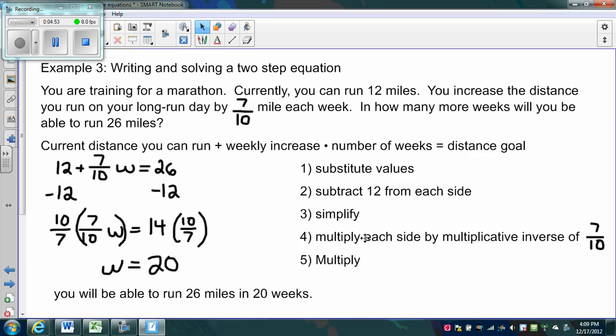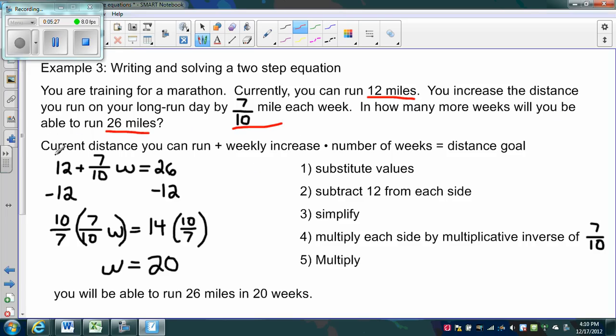Example 3. So I'm going to walk you through this. I already did this problem ahead of time, but here's a two-step equation, but it was given to us as a word problem. So you were training for a marathon. Currently, you can run 12 miles. You increase the distance you run on your long run day by 7/10 of a mile each week. So each week, you increase this length of your run by 7/10 of a mile. They want to know how many weeks will it take you until you can run 26 miles.